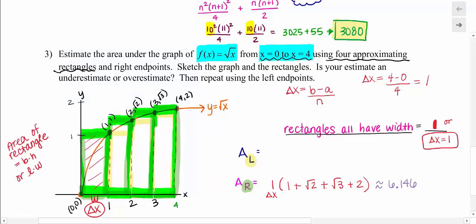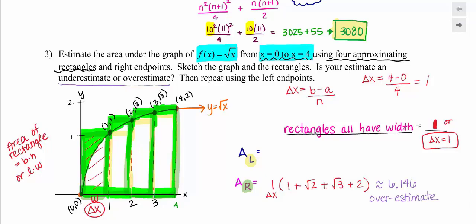Okay, now how can I tell if this is an underestimate or overestimate? Well, since we have our graph here, we can see that it's going to be an overestimate, because if you look at the green rectangles, for example, all of that area that I just shaded in green is not necessarily under my curve. I have extra area that I'm calculating in my approximation. So I know that this is going to be an overestimate.